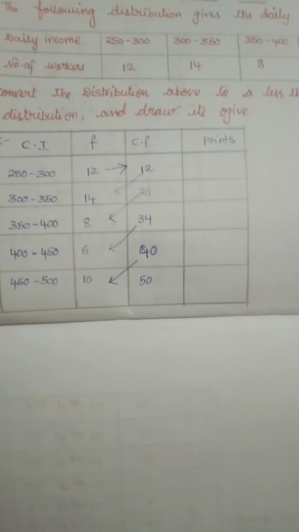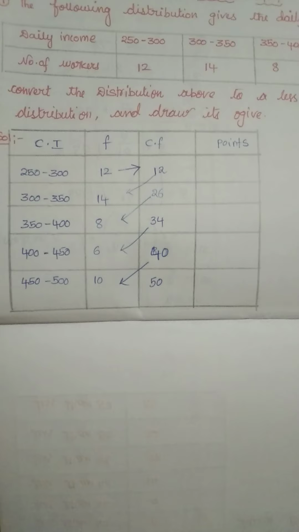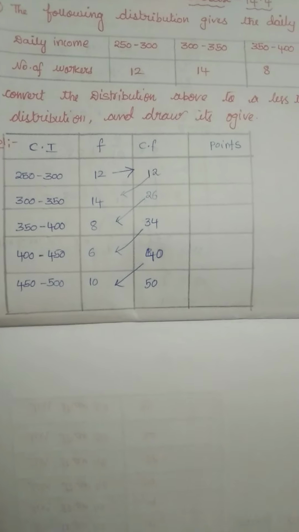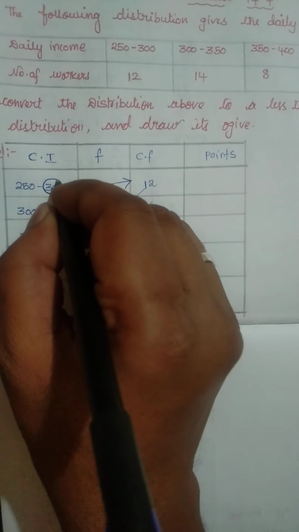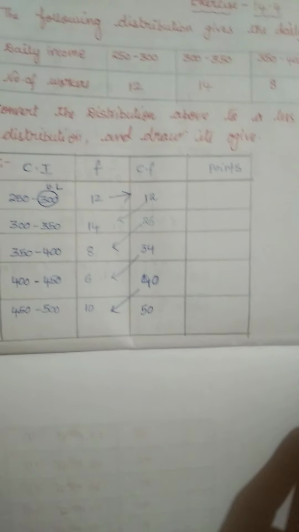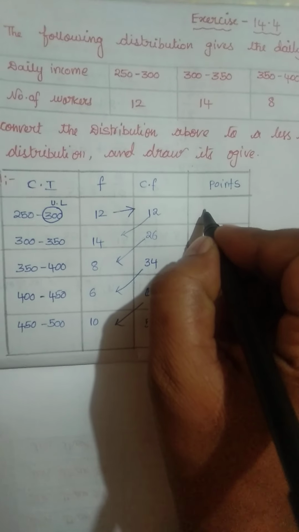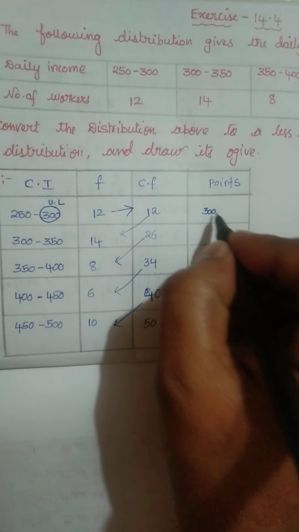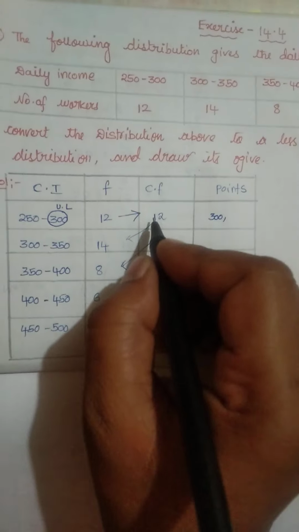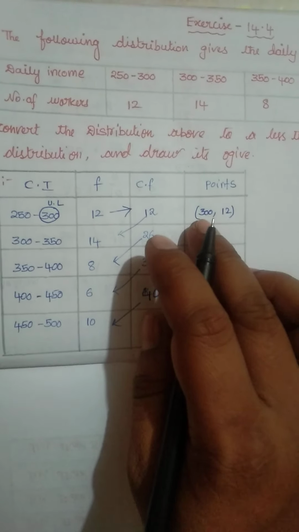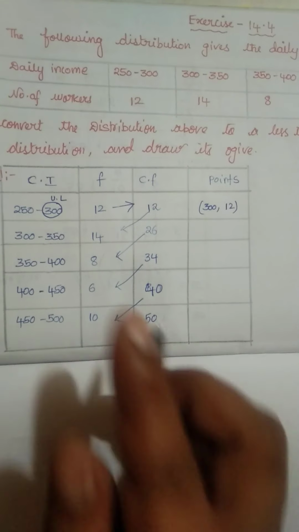So children, remember, when we are constructing less than cumulative frequency curve, we have to take upper limits. In 250 to 300, 300 is called as upper limit. So we have to consider one of the coordinate, that is 300, as upper limit, and whose cumulative frequency is 12. Therefore the point is 300 comma 12.